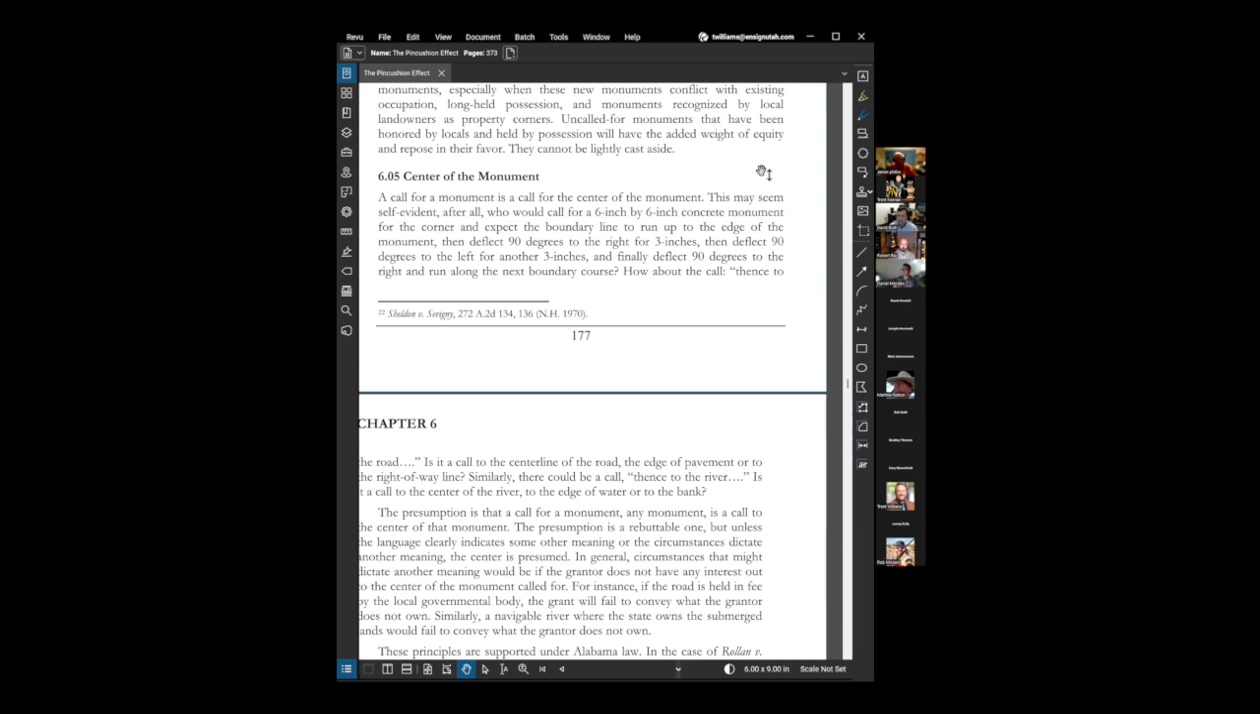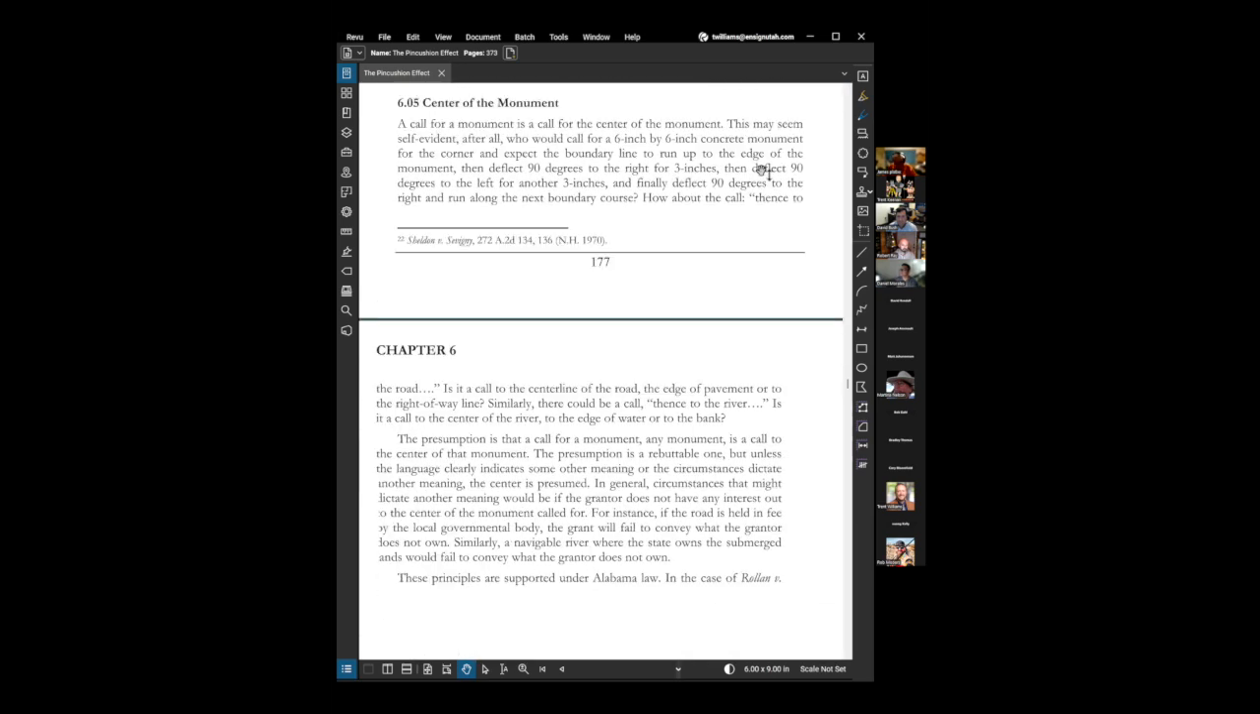And it says here in the book, and this is generally going to be the case, a call for the monument is a call for the center of the monument. He says it may seem self-evident: who would call for a 6x6 inch concrete monument for the corner and expect the boundary line to run up the edge of one and then dance around the 90-degree calls? But to throw it out to the group here, what have you experienced with interesting calls like this, where they're larger calls to a monument, the center of something?